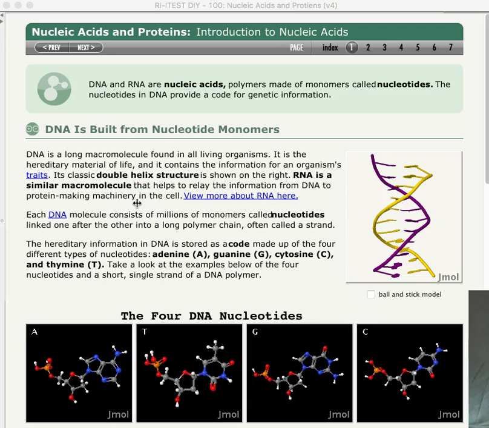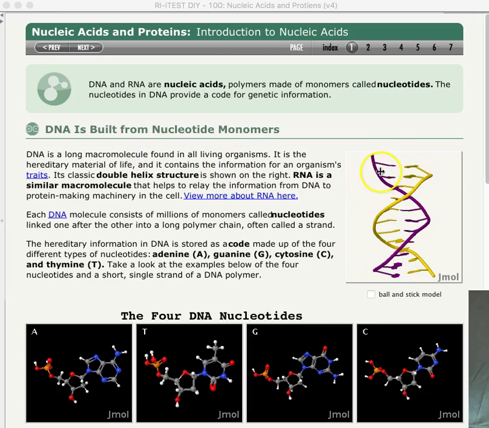DNA is a long molecule found in all living organisms. You've got DNA, all of your cells do, well, except your red blood cells. And so do all the other organisms that are considered to be living.